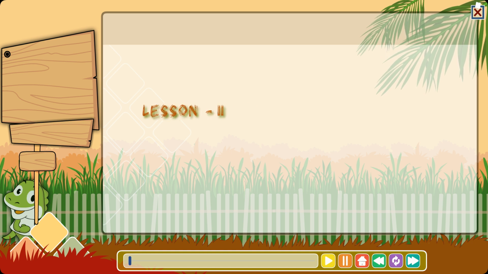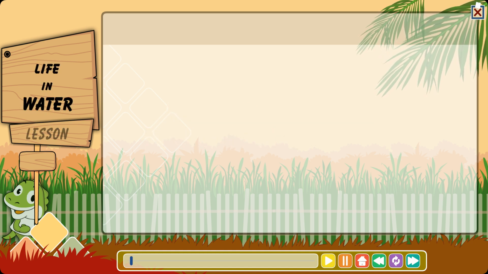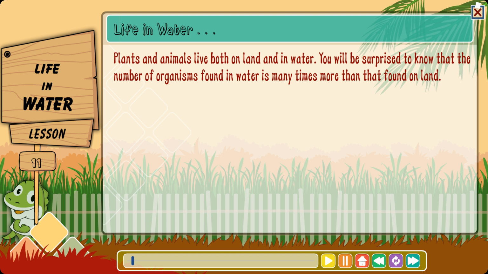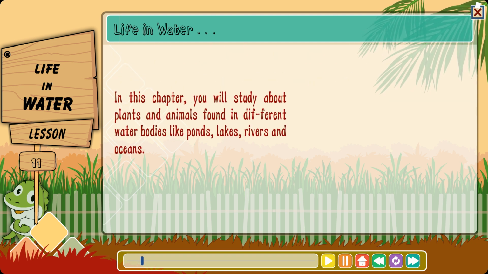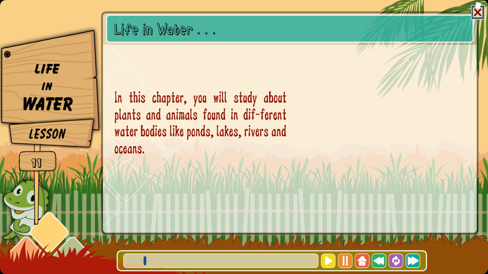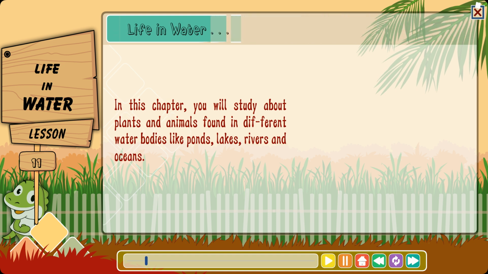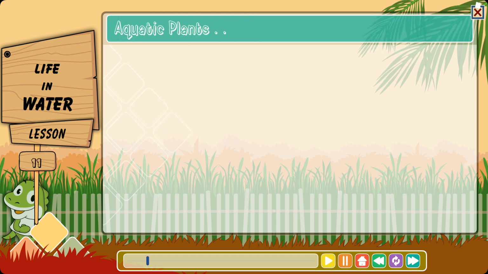Lesson 11. Life in Water. Plants and animals live both on land and in water. You will be surprised to know that the number of organisms found in water is many times more than that found on land. In this chapter, you will study about plants and animals found in different water bodies like ponds, lakes, rivers, and oceans.